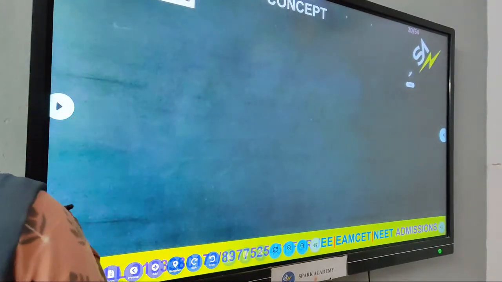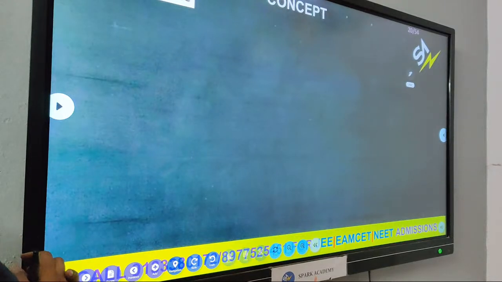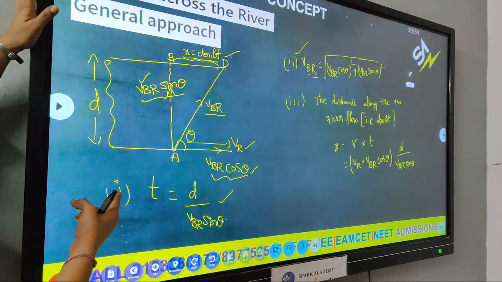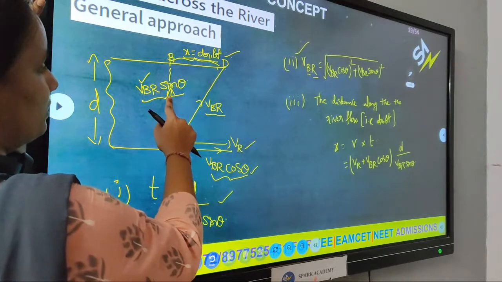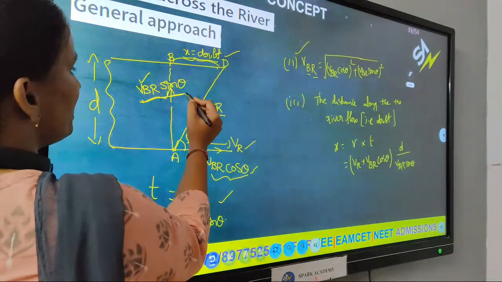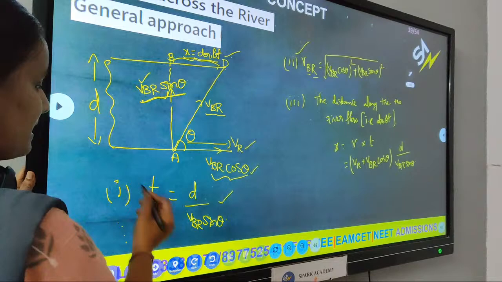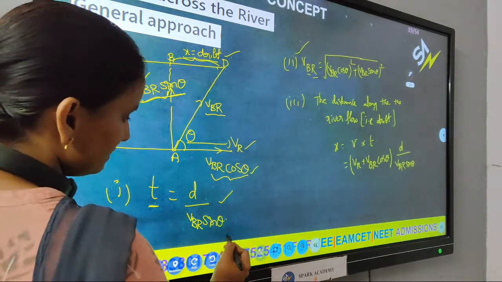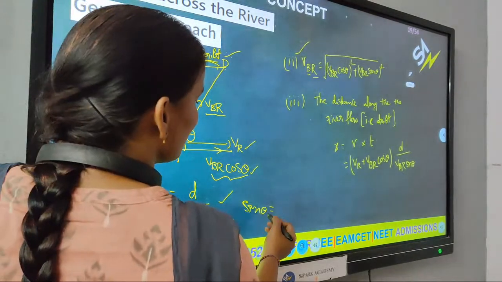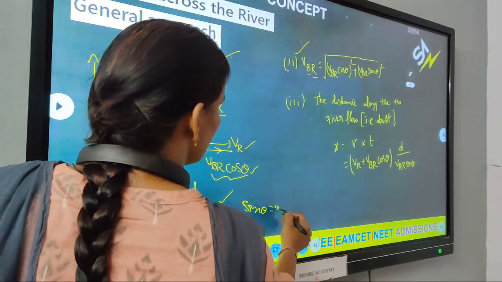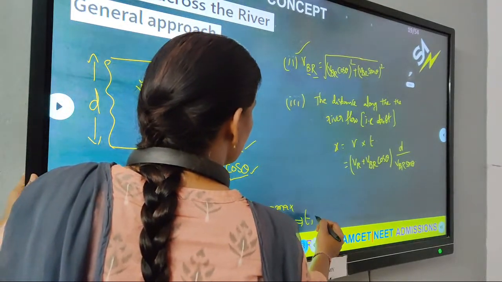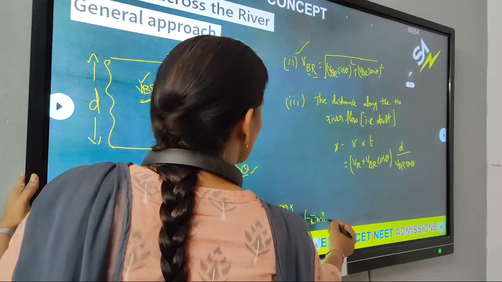And next case, he needs to reach the opposite bank in minimum time. For that, let us observe this diagram once. With this component of velocity from A to B, he can reach the opposite bank. If this component is maximum, then time will be minimum. That means the sin theta value should be maximum. For which angle is it maximum? We need to take theta equal to 90. Then time will be minimum. So in minimum time he can reach the opposite bank.